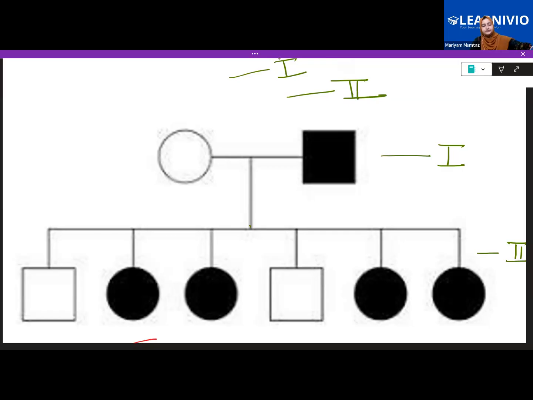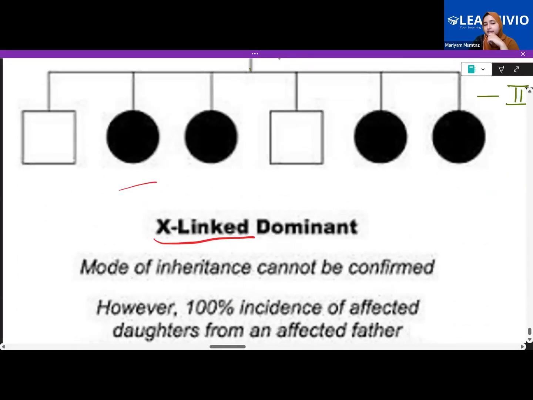How? Because there's no crisscross. See, crisscross is one of the ways, and the other way to find out is whether all the females or all the males are affected. So here, the parent male is affected, and then all the female offspring are affected. Then this is 100% X-linked. It is which kind? X-linked dominant. Clear?